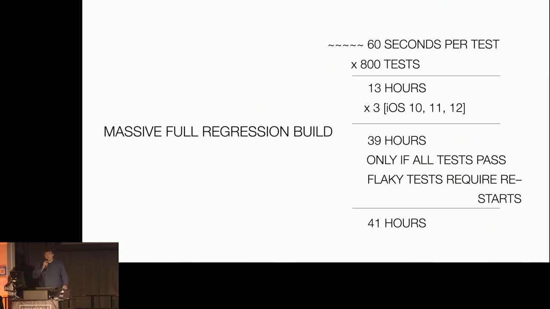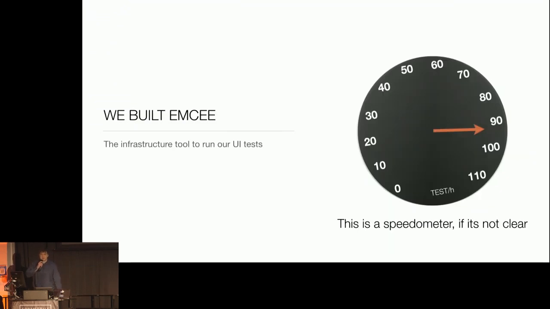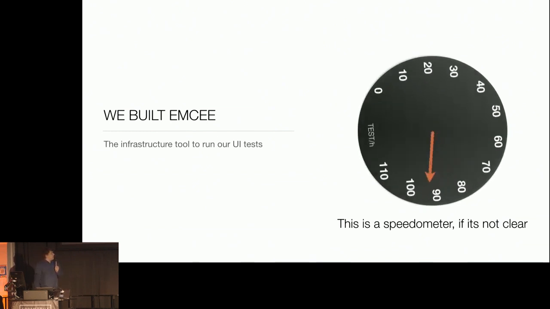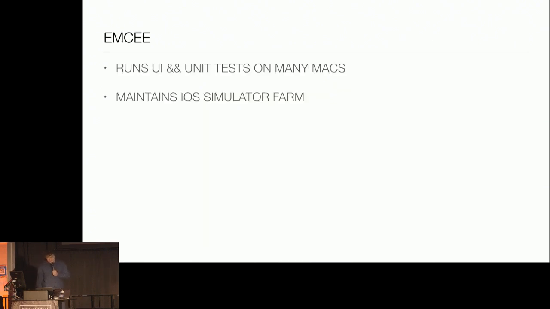You can imagine, if you run 41 hours of UI tests on a single Mac, no matter what Mac it is, it might be as tired as Ben Affleck. So we built MC, which is a tool to automatically distribute the test run across many, many Mac machines. This is a nice attention-holding animation. MC runs both UI and unit tests, which is a nice feature, and it's kind of a simulator farm in the iOS world.